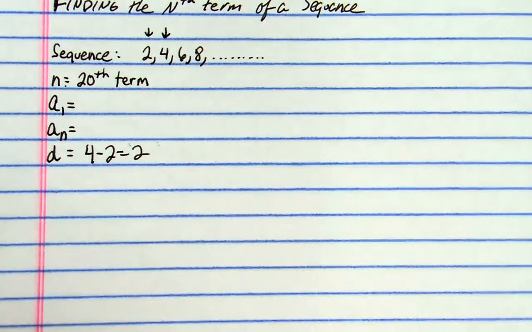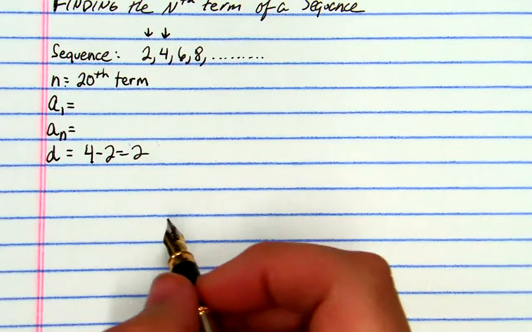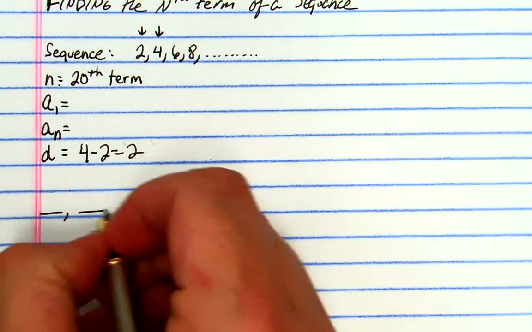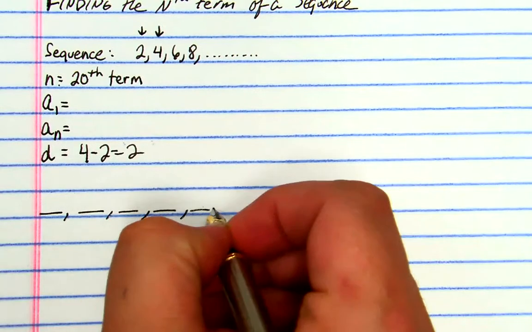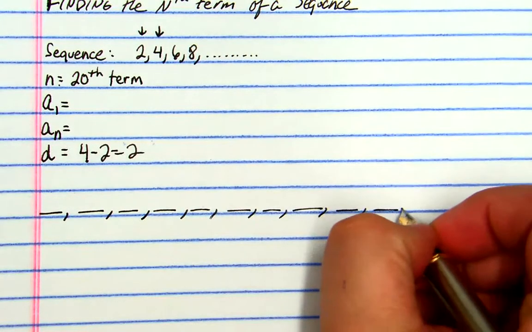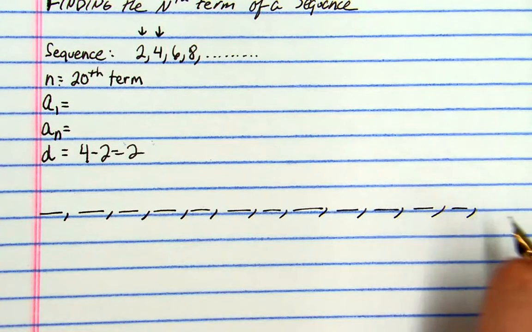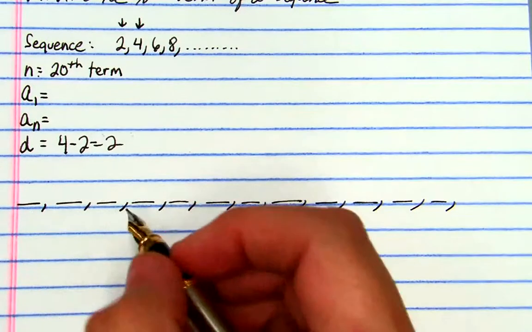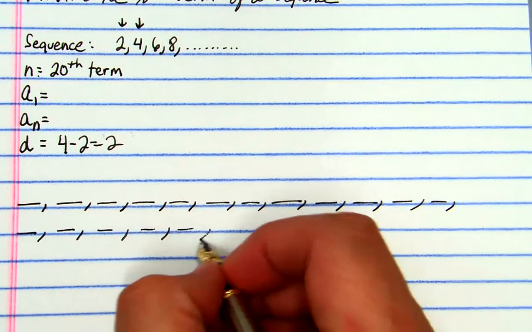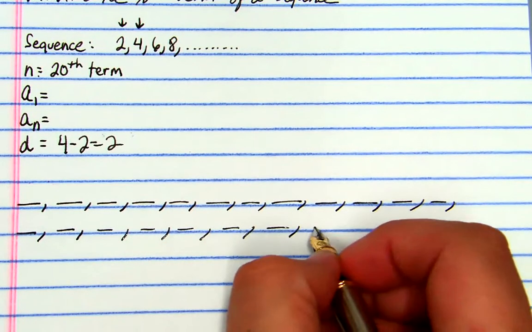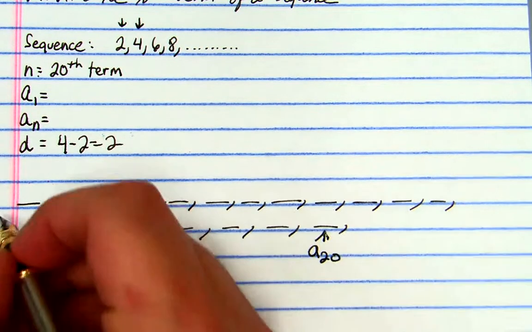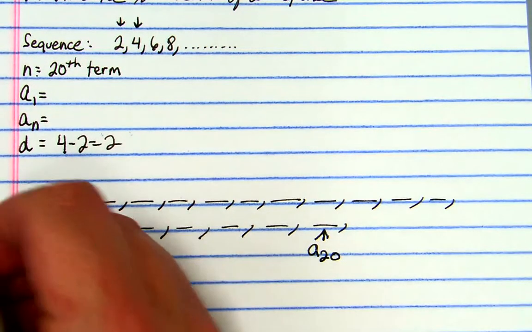Now, I'm going to do the brute force way, and then we're going to figure out an actual algebraic way of doing this. 1, 2, 3, 4, 5, 6, 7, 8, 9, 10, 11, 12, 13, 14, 15, 16, 17, 18, 19, 20. So this dude right here is a sub 20. This guy is a sub 1.